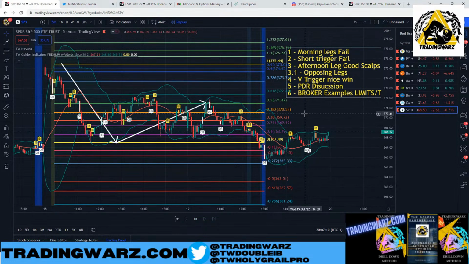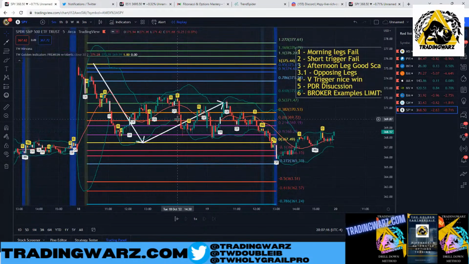All right. So the concept of just a quick little discussion on the previous day's range: the goal of the previous day's range is to use this leg from yesterday as a basic Fibonacci, just like we trade intraday.